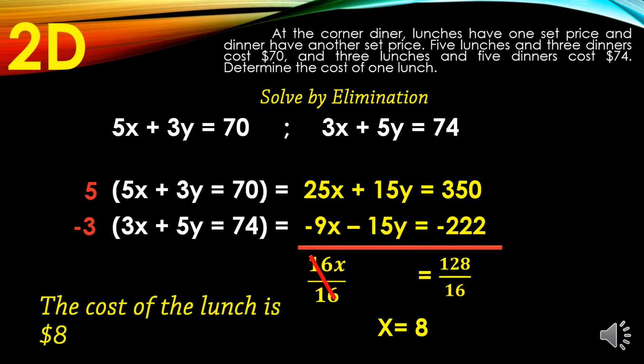So the cost of the lunch is $8. If we put 8 on our x, like 5 times x, 5 times 8 plus 3y is equal to 70. So 5 times 8 is 40. And then if we do the computation for that, it will give you the value of y. Okay, so the cost of the lunch is $8. So now we will proceed to another.